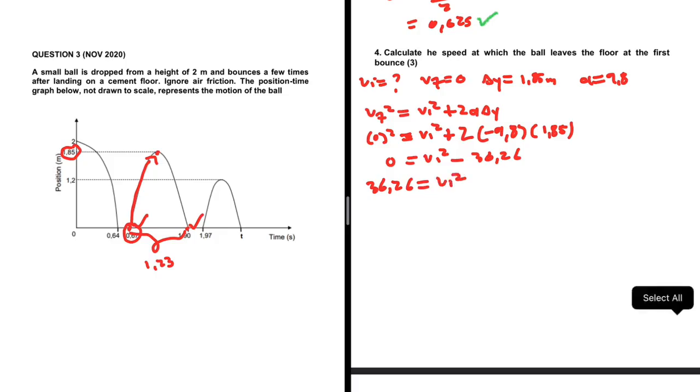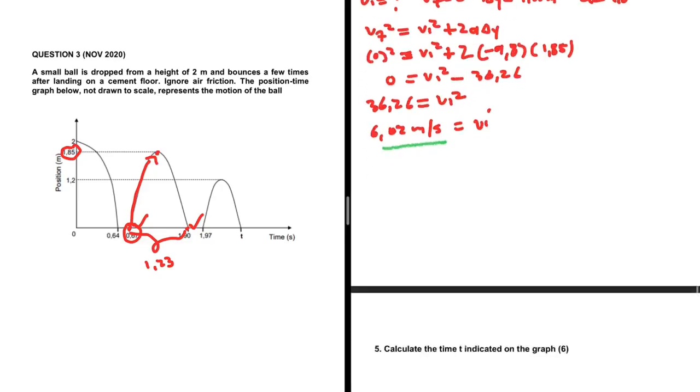What we need to do here is to take square roots on both sides. If I do that, I am getting 6.02 meters per second being equal to Vi. The question says the speed, so we don't have to indicate the direction. That is all that we need to indicate. So there we go. That is question 4.